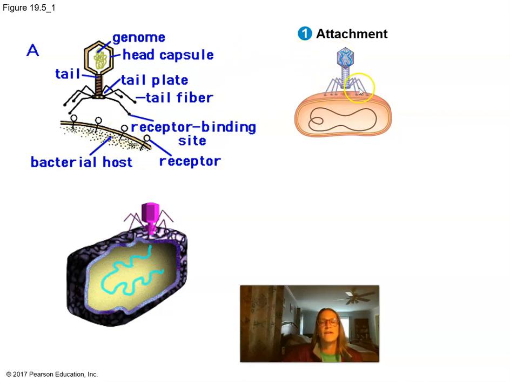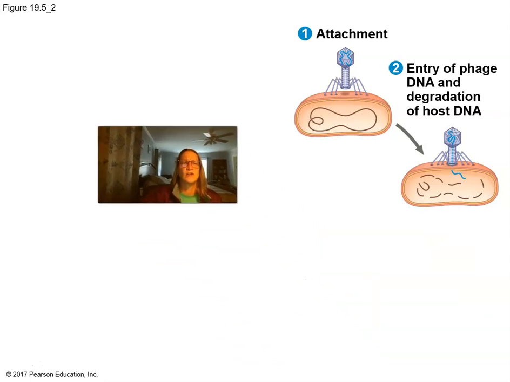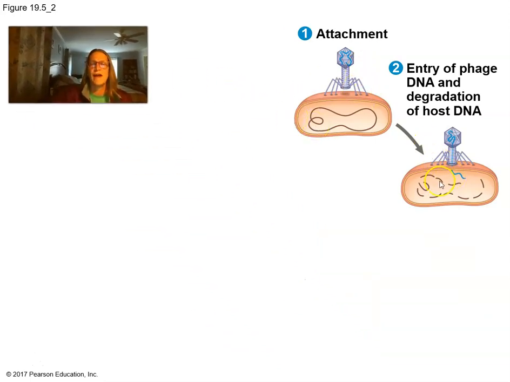Once that happens, the phage can attach to the host cell, the bacteria. Here we see the circular DNA of the host bacteria. And once it's attached, the head of the bacteriophage compresses and injects the DNA into the bacterial host. So let's go through the stages of the lytic cycle. Here we have attachment. Here we have injection of the bacteriophage's DNA into the host cell, and that basically causes degradation of the host DNA.